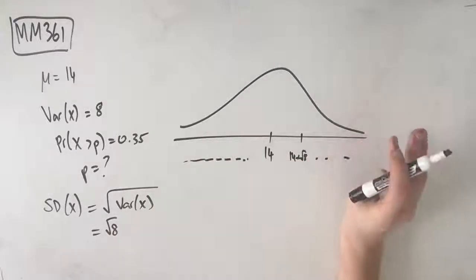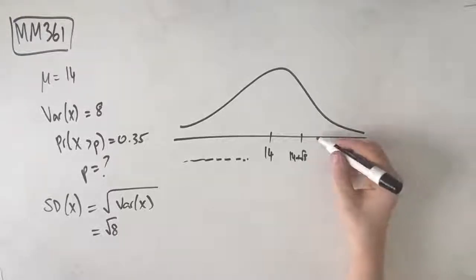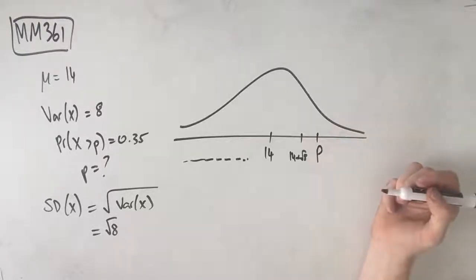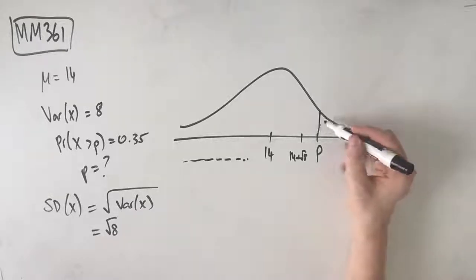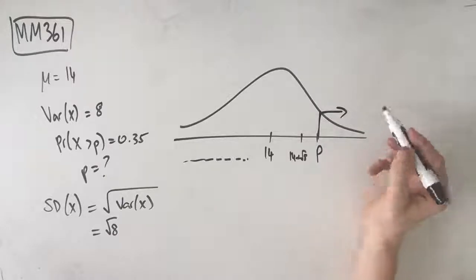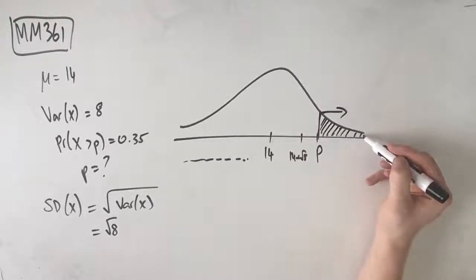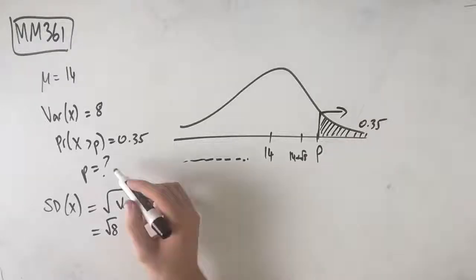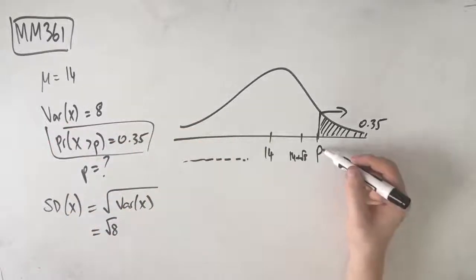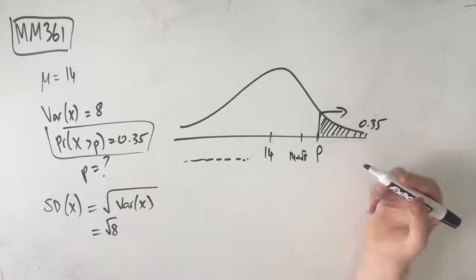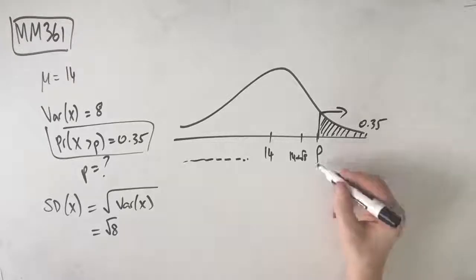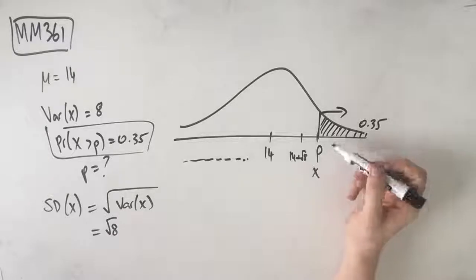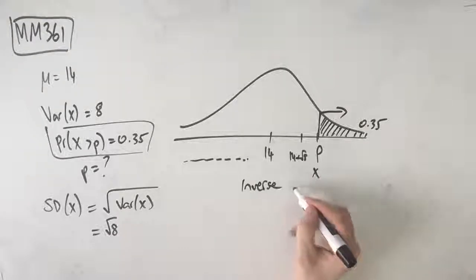But what we're really looking for is our number p, okay? So we've got this value of p here, and we know that the probability that x is greater than p is 0.35. Now what that means is, when we're talking about greater than p, we're talking about this area here is equal to 0.35. That's what this is saying here. And we need to find out what this p is. Now, as I've spoken about before, if we know what the probability is, as in we know what the area is, and we're looking for our x value, that's when we use our inverse normal. Okay, so inverse normal is what we're going to be using here.